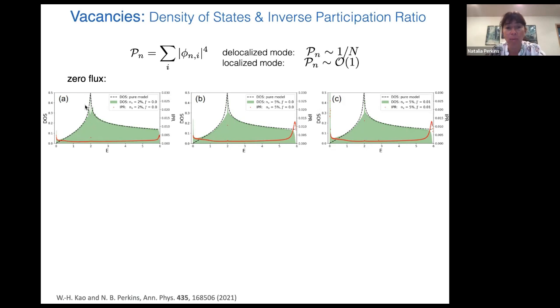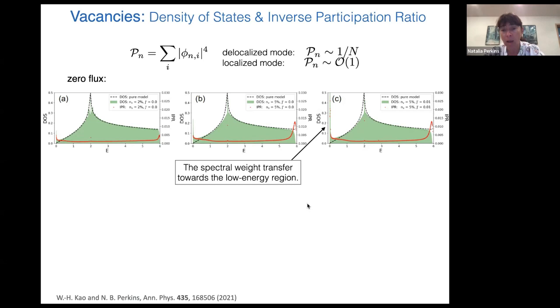What you can see immediately is that, in the presence of even a very small density of vacancies, here it is 2%, and here what is shown is 5%, A and B show the true vacancy because J prime is equal to zero, and C shows the quasi-vacancy with a very small J prime. You can see that indeed the states are depopulated from the Van Hove singularity, and you see the pileup of low energy states. In addition, you see that the IPR for these low energy states is increased, and basically you can see that these low energy states are quasi-localized. They're quite different from the case of the zero flux sector and the bond disorder. Okay, so now we will think about the experiment which we're going to explain.